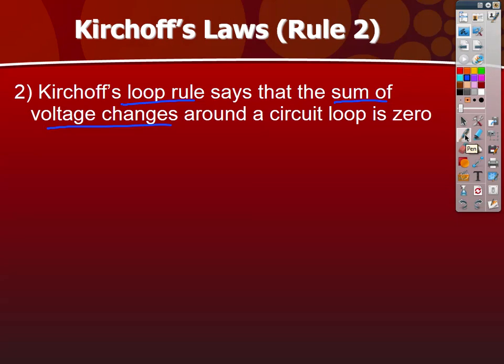What I mean by the sum of voltage changes around a circuit loop being zero is this. If I have a series circuit with two identical light bulbs, and the battery adds 12 volts of electrical potential energy into the circuit, that's what a battery does. It's converting chemical to electrical potential energy. What do the light bulbs do with this voltage? They're going to split it if they're identical.